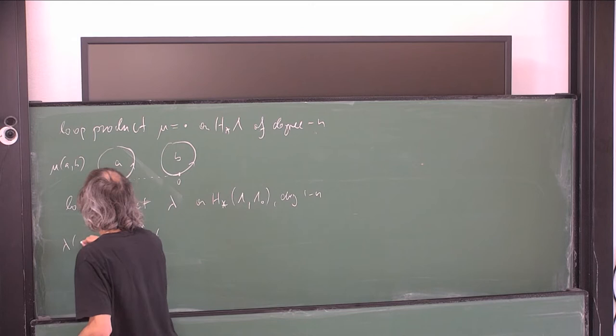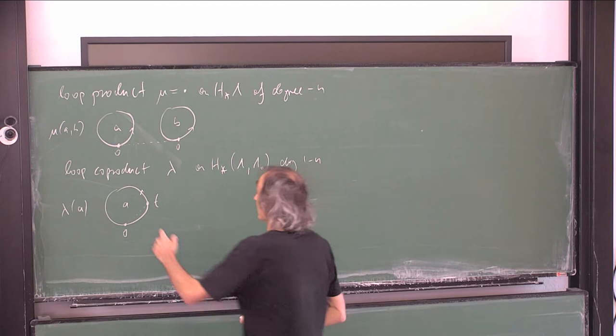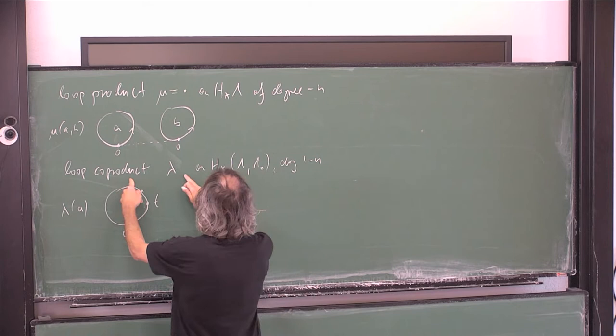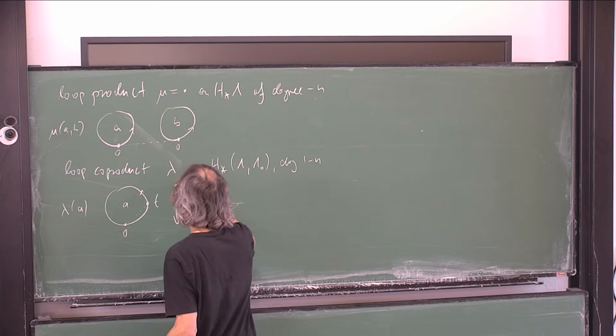And what will also play a role, if you don't like thinking about co-products, you can, of course, instead think about it as a product on cohomology, right? So this is dual to a product.